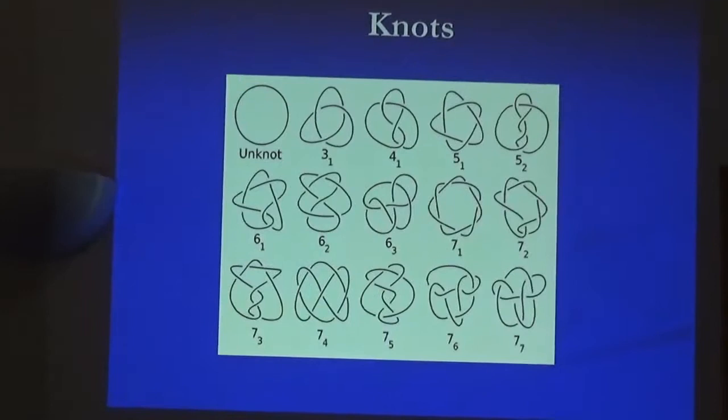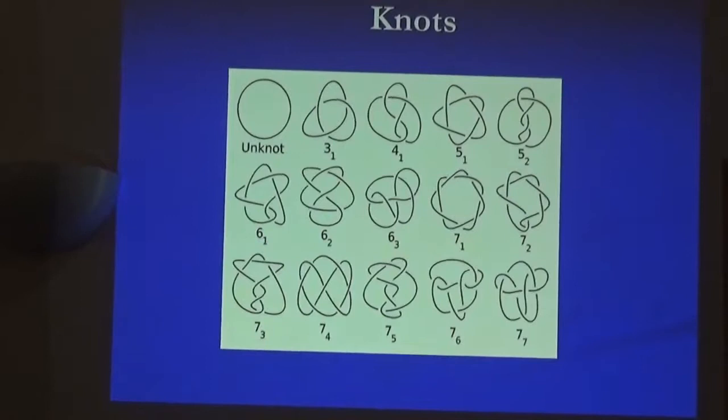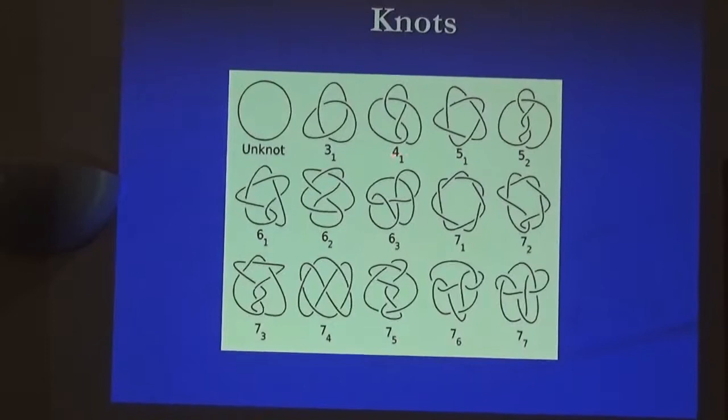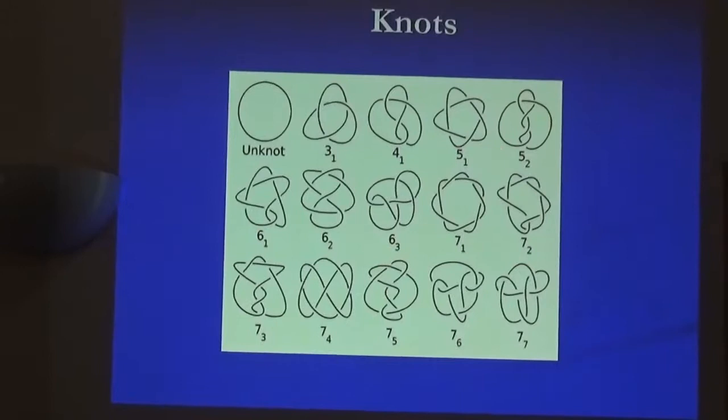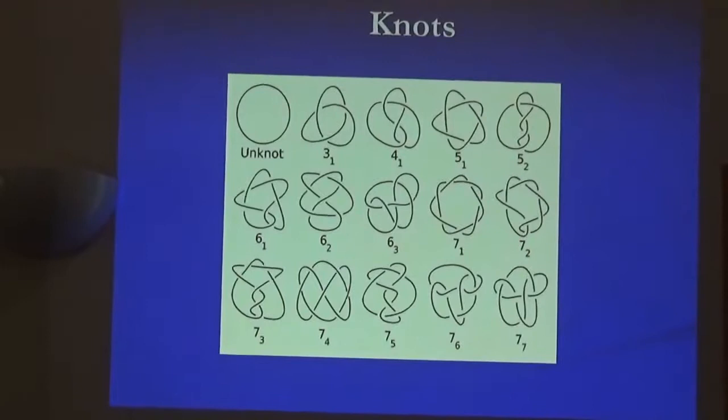The trefoil knot, the simplest overhand knot. This is called 3-1. It's called 3 because it's got three crossings, and it's number one of the knots that have three crossings. But there is only one knot with three crossings. This is the figure-eight knot. It's got four crossings, so it's called 4-1. And there's only one of its kind. There's only one knot with four crossings. But there are two knots with five crossings, 5-1 and 5-2. There are three knots with six crossings, and so there's 1, 2, 3, and 7 knots with seven crossings.